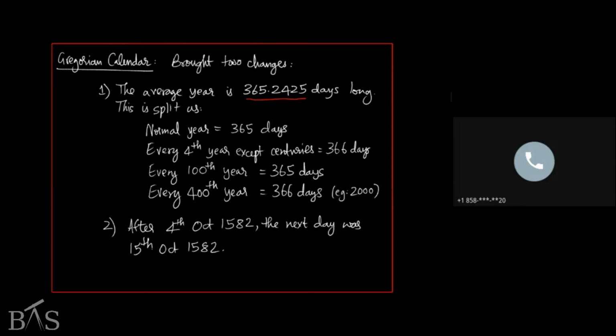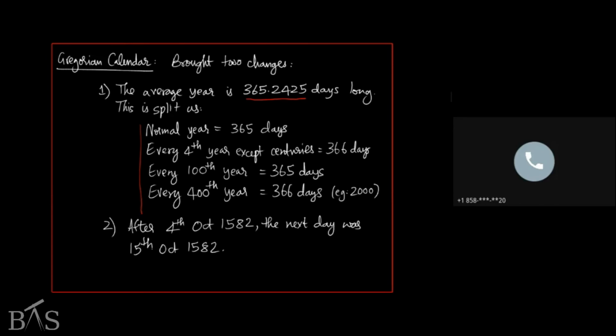Actually, even though they are divisible by four, they only had 365 days, right? So that's this rule: every 100th year is 365 days. But if you remember, 2000 was a leap year. Every 400th year still has 366 days. So based on this set of rules, we get the average year is now 365.2425 days long. That was the first change.